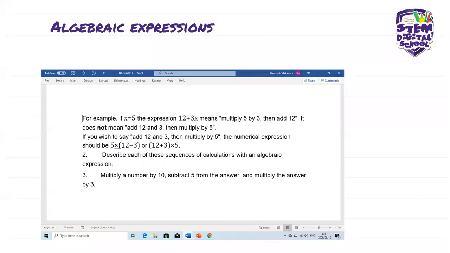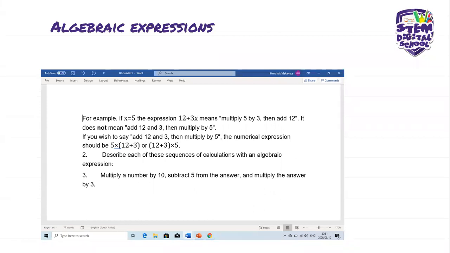If you wish to say add 12 and 3, then multiply by 5, then the numerical expression is going to be different. It means you are going to multiply 5 by 12 plus 3, or 12 plus 3 times 5, which is not the case here. So I want us to describe the sequences correctly and do the calculations correctly. You can tell that this is important.